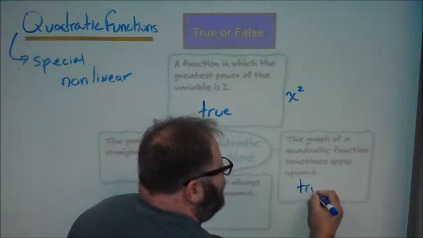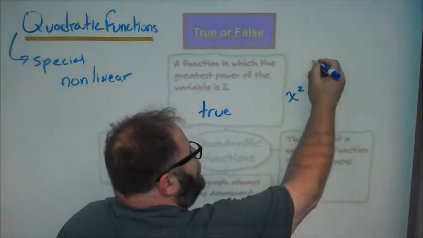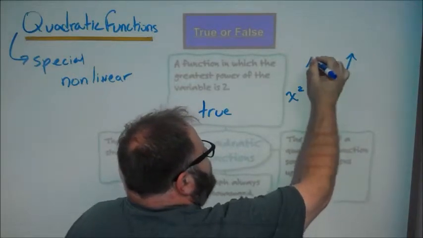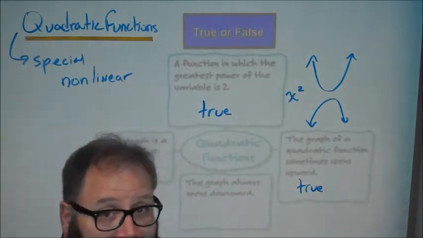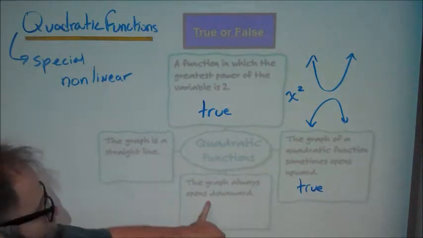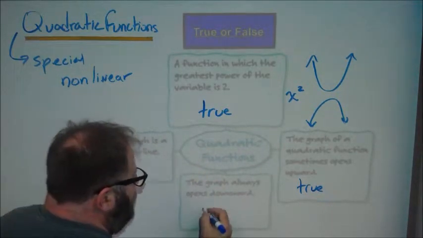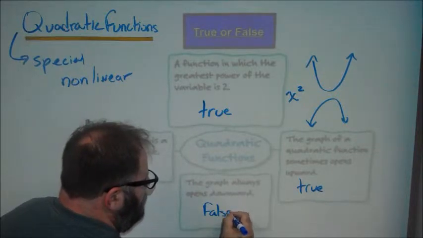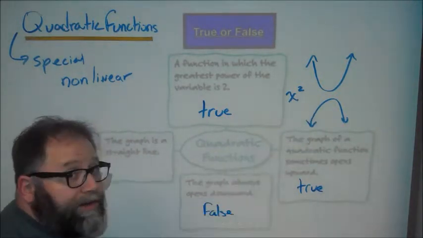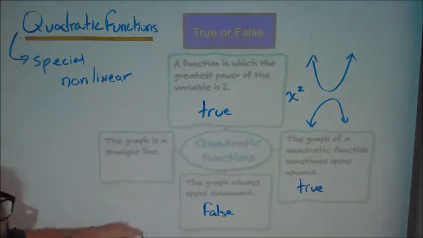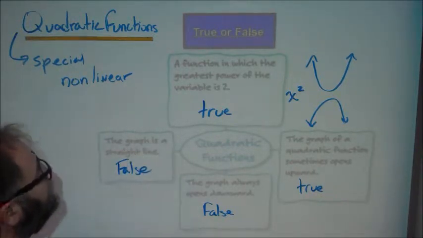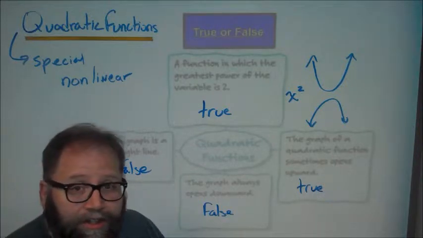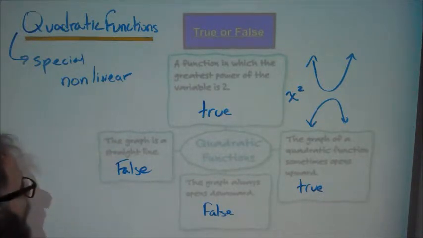The graph of a quadratic function sometimes opens upward. That's true. Because what we'll find with a quadratic function is a quadratic function will look like this, or a quadratic function will look like that. The graph always opens downward. That's false. It can open either way, up or down. The graph is a straight line. That is patently false.